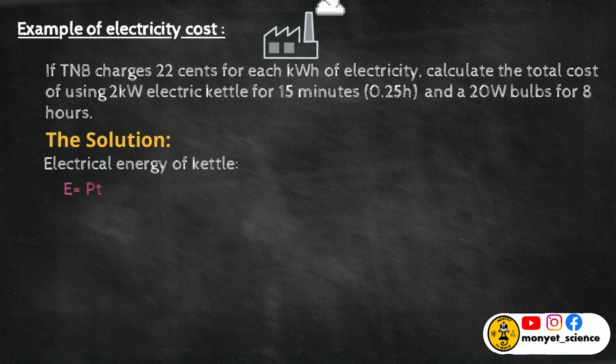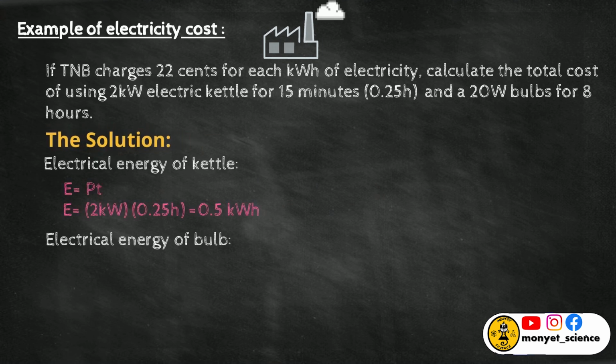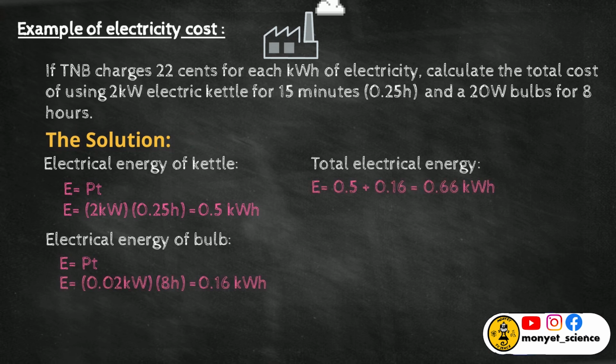Using the equation E is equal to PT, we can find the electrical energy of the kettle is equal to 0.5 kilowatt hour. The electrical energy of the bulb is equal to 0.16 kilowatt hour. The total electrical energy is therefore equal to 0.66 kilowatt hour. We can therefore find that the total cost is equal to 14.52 cents.